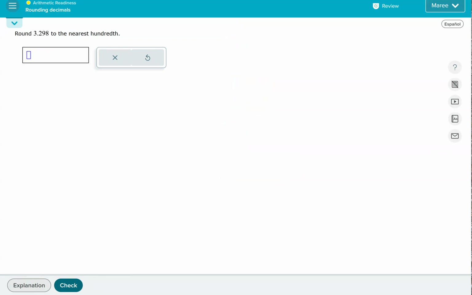So this topic is rounding decimals. And in order to round decimals, you want to know what the place value is of each digit within your number.